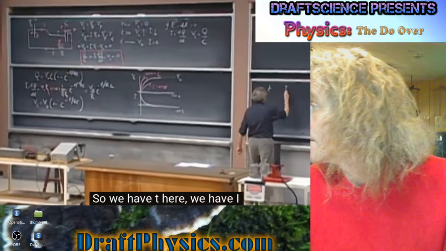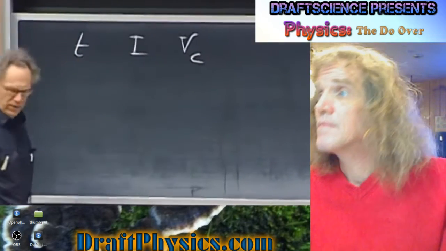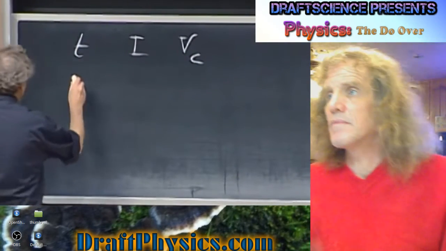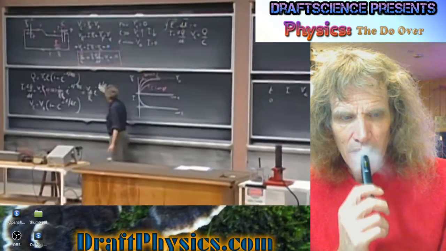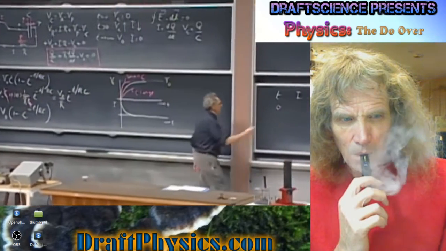So we have t here, we have I, and we have V of C. And when t is 0, you go to the equation of I, so this is 1, so you have a current V0 divided by R.